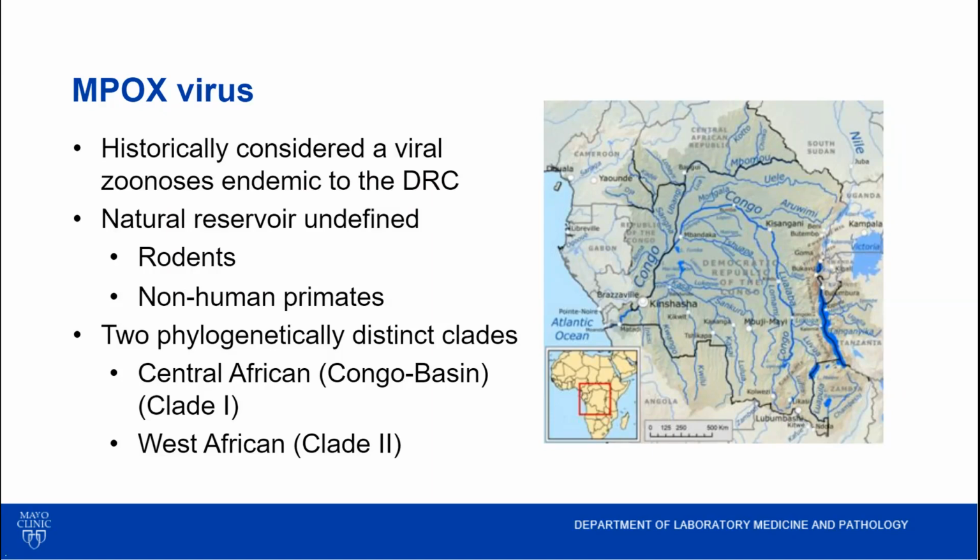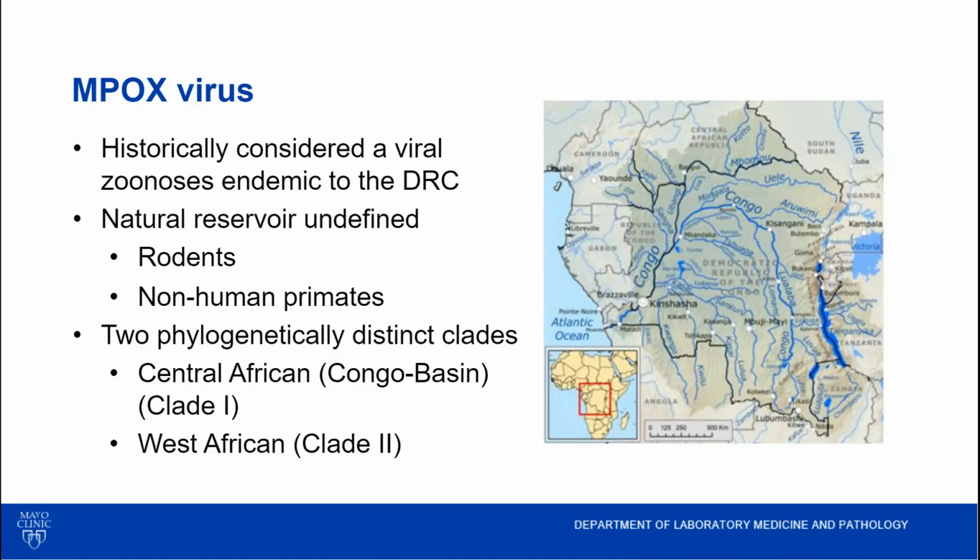The first, which was previously referred to as the Congo Basin or Central African clade, has now been renamed or reclassified as Clade 1. And the second, which was previously referred to as the West African clade, is now referred to as Clade 2. These two different clades carry with them different disease severity.